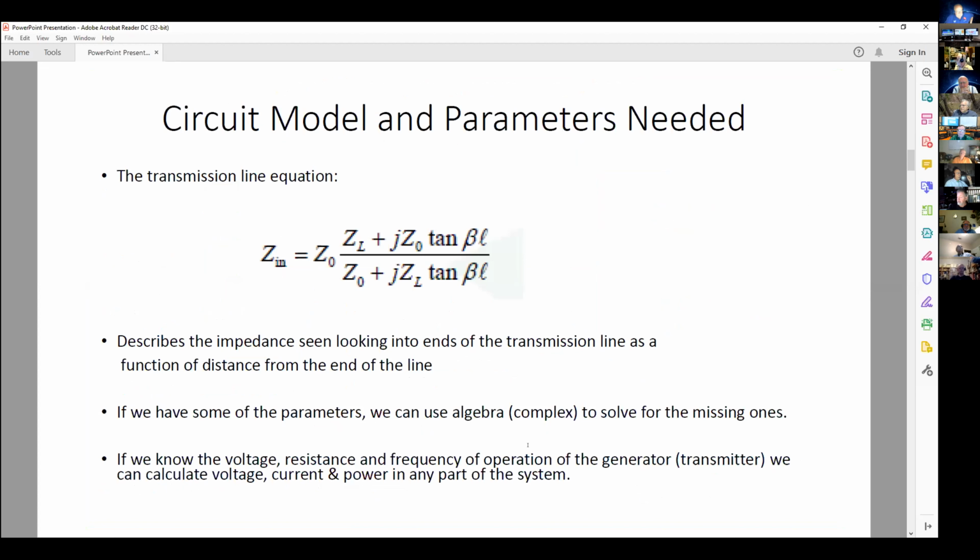So if you have these values that I'm referring to, and you need another couple, I gave you some equations already. I gave you another equation. Here's another equation. It's called the transmission line equation. And what it does, let's go back here a minute.